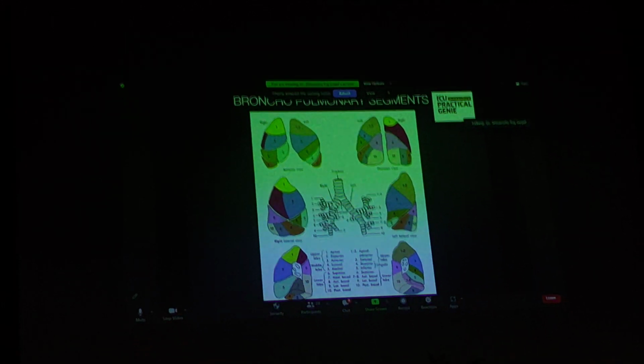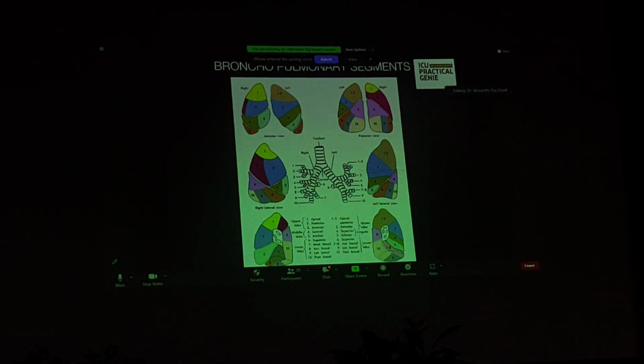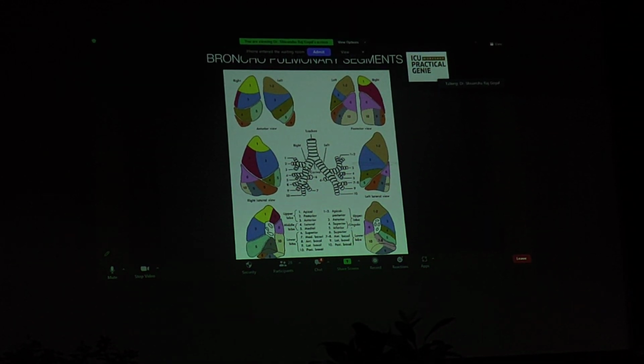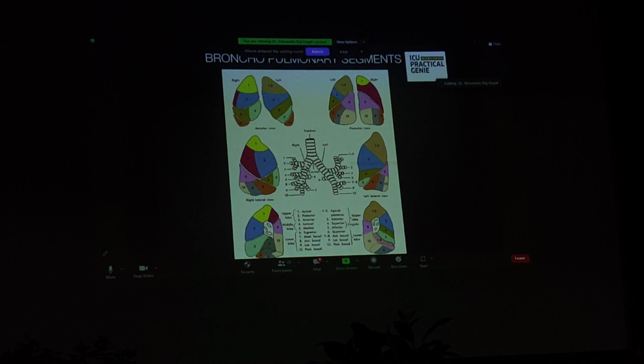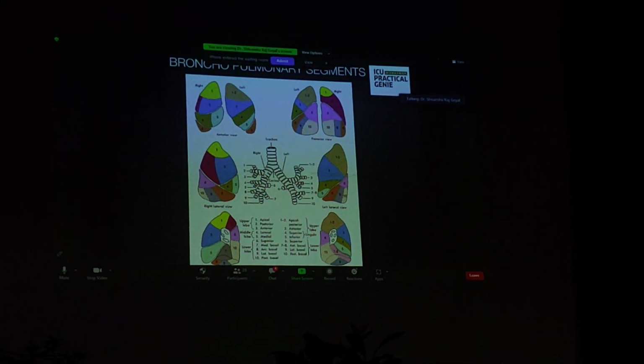So the right upper lobe has three segments: apical, posterior, anterior. The middle lobe has two segments: medial, lateral. The lower lobe has five segments: apical, medial, anterior, lateral, posterior. You can easily read about it. Then comes your left side.